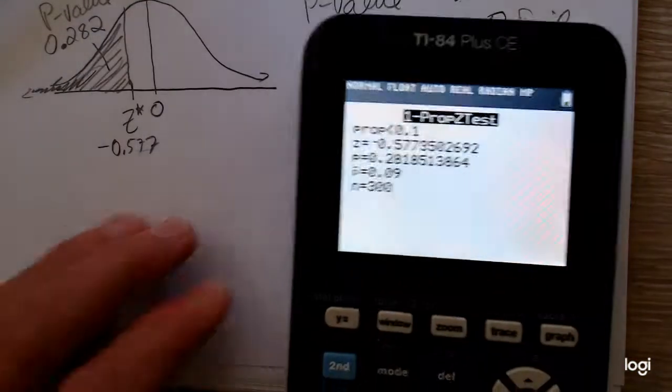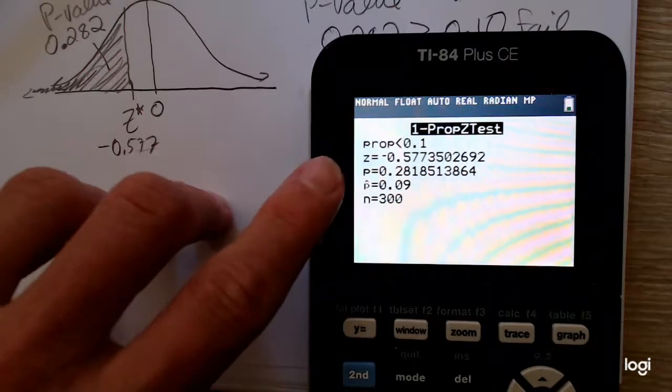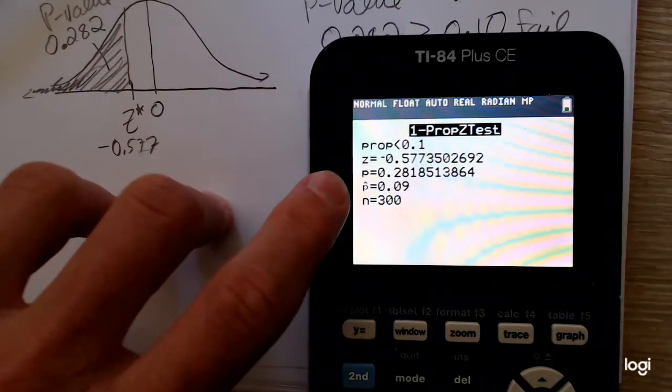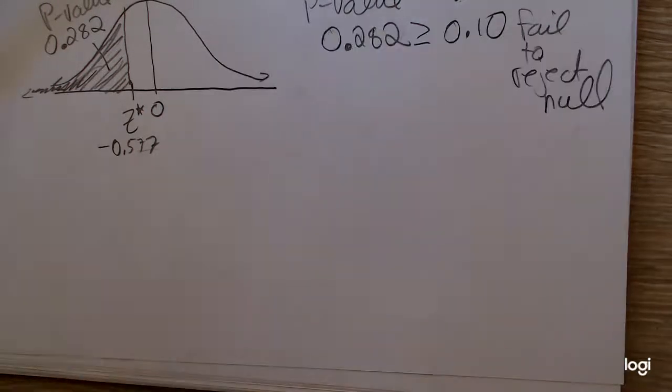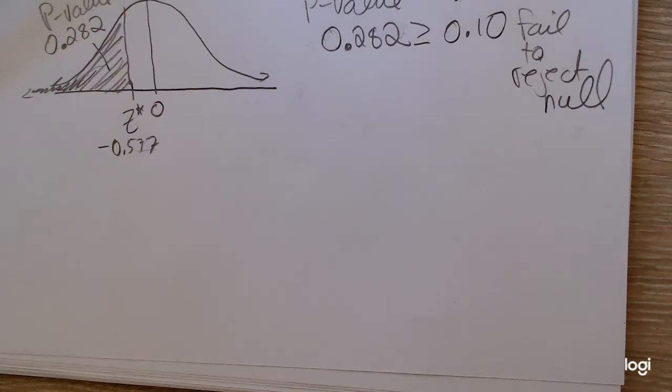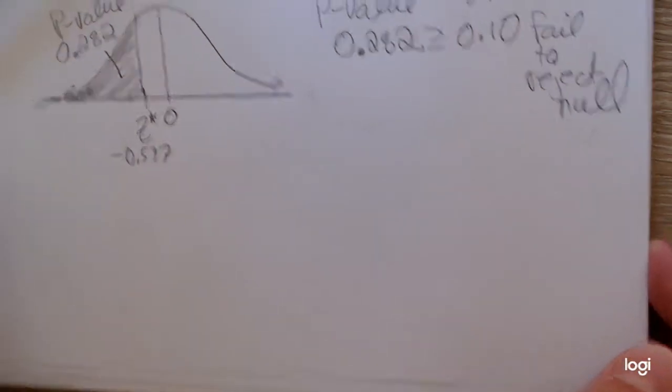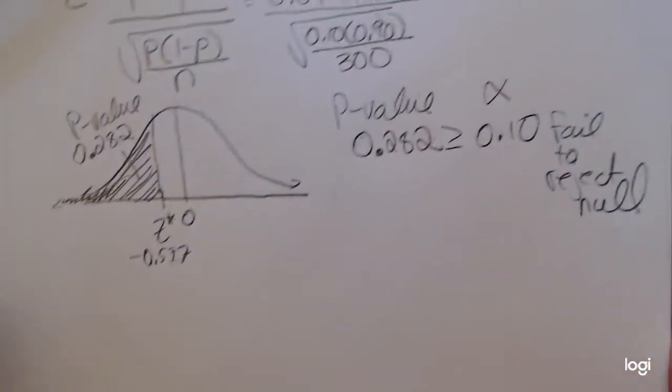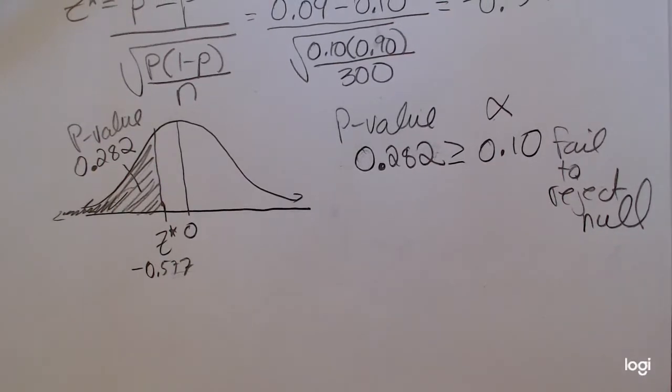Okay, so whenever your p-value is greater than or equal to your level of significance, you're going to fail to reject the null. And because the decision was to fail to reject the null, it is possible that a type 2 error may have occurred.